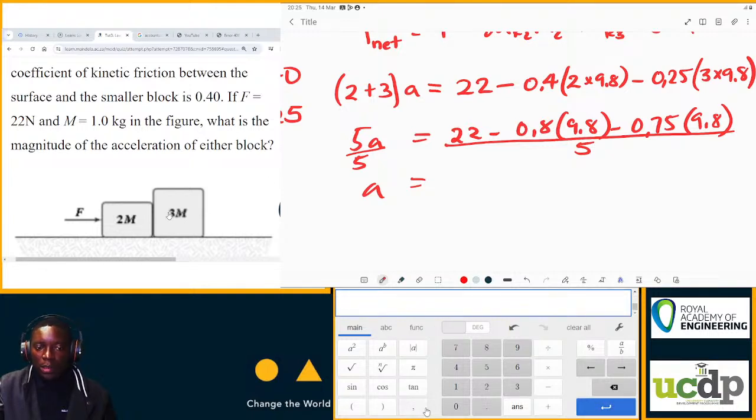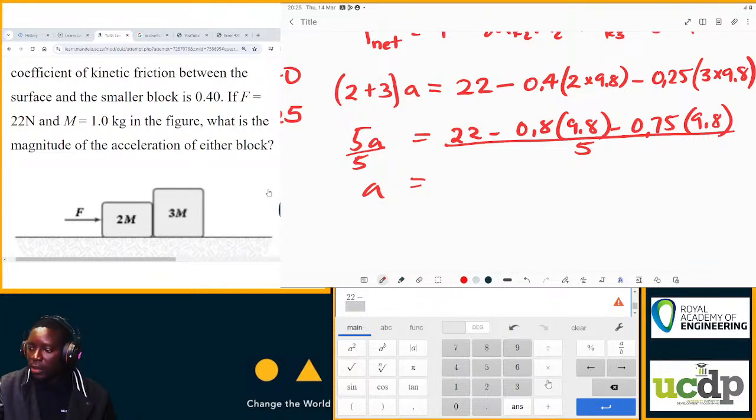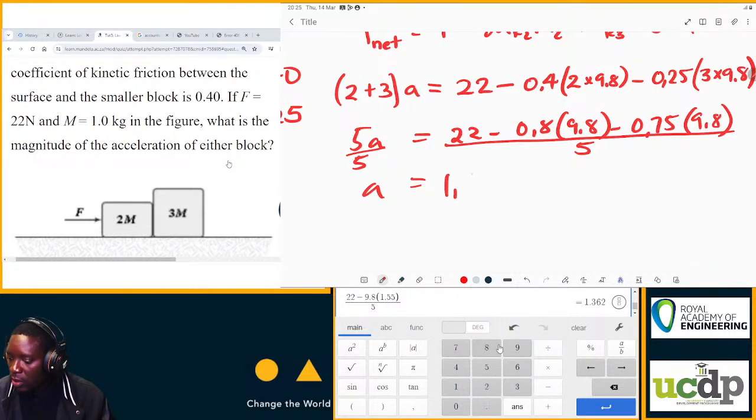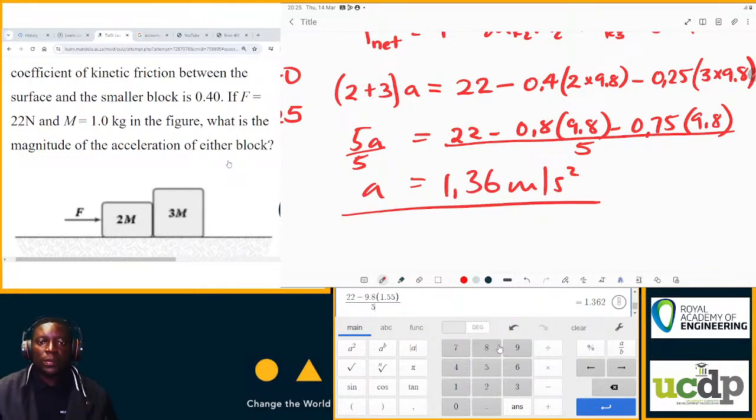So let's do that. Fraction 22 minus 9.8 multiplied by 1.55. If you add 0.8 and 0.75, that's 1.55. Close bracket, everything divided by 5. 1.36 meters per second squared is our acceleration.